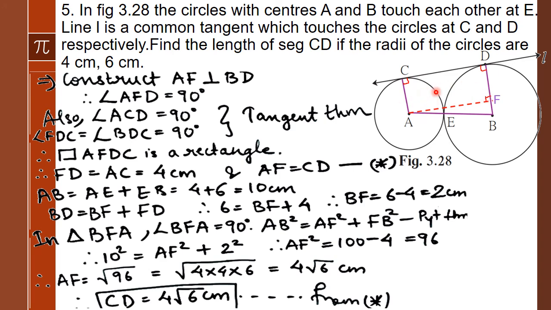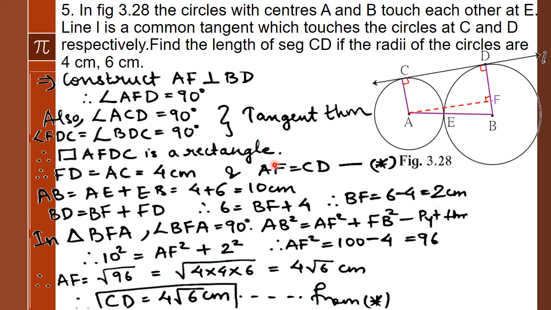Okay. Now it's a rectangle, that means the opposite sides are congruent. So FD is the same as AC, and AC is the radius of the smaller circle, which is 4 centimeters. So AC is 4 centimeters, so FD is also 4 centimeters. Next, AF is equal to CD. So just mark it as star. Now if AF is equal to CD, and if you find the length of AF, then it is the same as the length of CD, right? And the length of CD we need to find. So first we will find the length of AF.